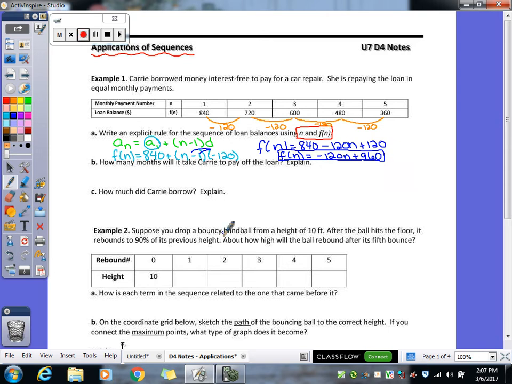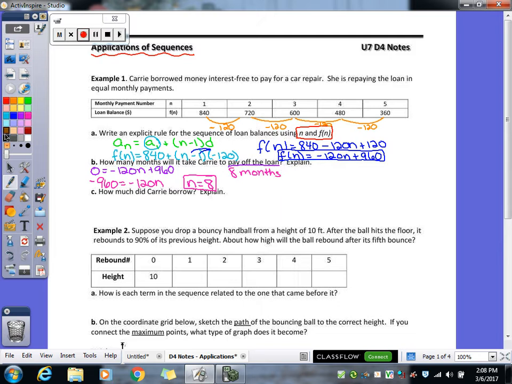Then they want to know how many months will it take Carrie to pay off the loan, and then we need to explain. We've got a couple ways that we can do that. We can take our formula that we just wrote, and we can set it equal to 0. We set it equal to 0 because if you pay off the loan, that means you still owe $0. Then I would subtract my 960, and then divide by my negative 120. So you would get n equals 8. So it would take 8 months for her to pay this off. So 8 months.